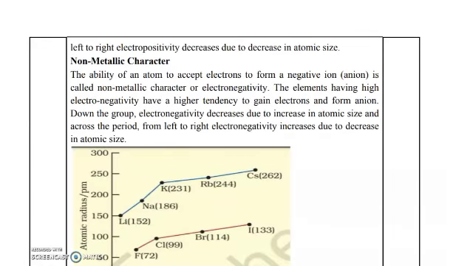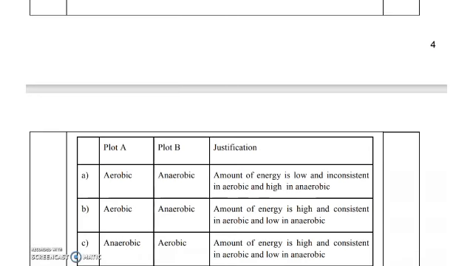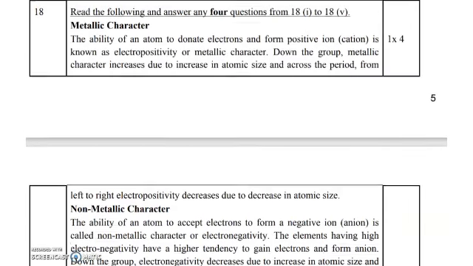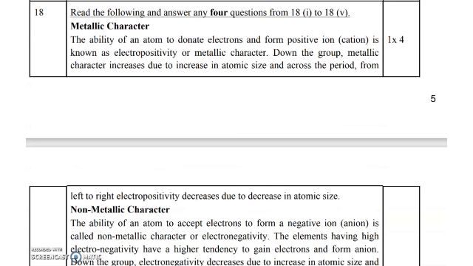So here you can see the paragraph. This paragraph is about metallic and non-metallic nature. This metallic character and non-metallic character come under the chapter periodic classification of elements and periodicity in the properties. The ability of an atom to donate electrons and form positive ions, and from metals and non-metals also you can expect questions. It also comes under metals and non-metals, so it is important.